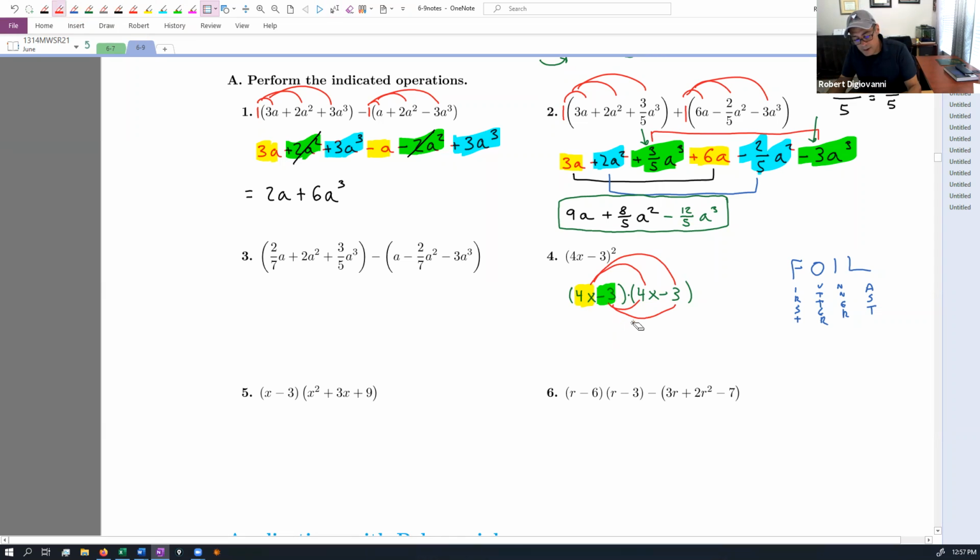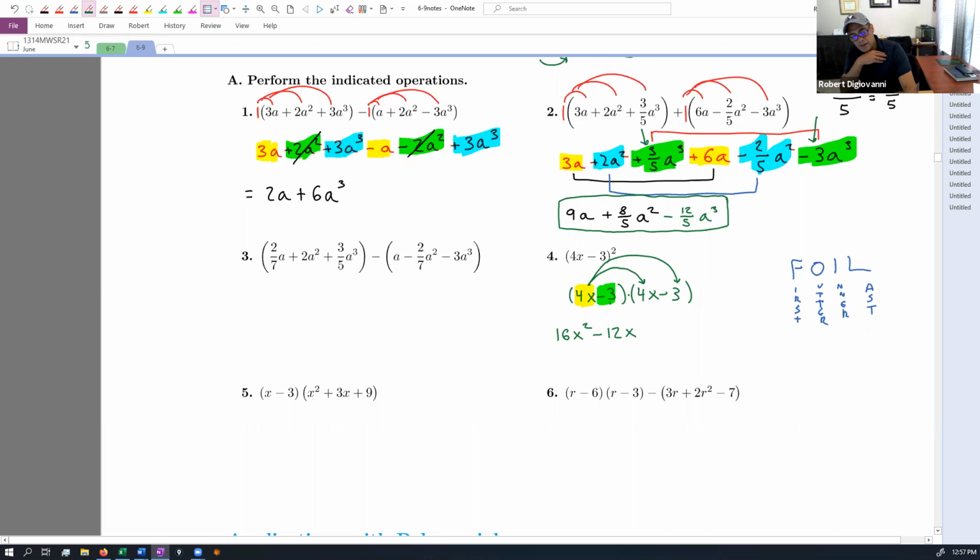So let me back it up. I'm going to do it. I'm starting with the yellow. I'm going to distribute here to here. That gives me 16x squared, because 4 times 4 is 16, and x times x is x squared. Then I do here to here. That gives me a positive times a negative, so I get negative. And 3 times 4 is 12, and then I still have the x.